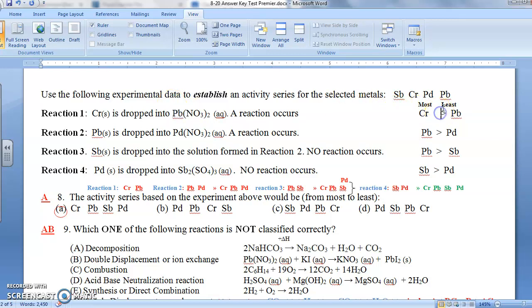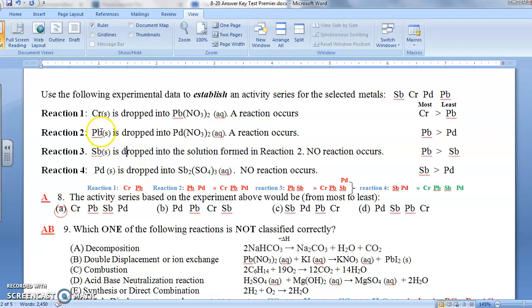What do we know from that? We know that chromium is more active than lead. And right down here, we're tabulating the results. What did we learn from reaction 1 right up here? What did we learn? That chromium is more active than lead.